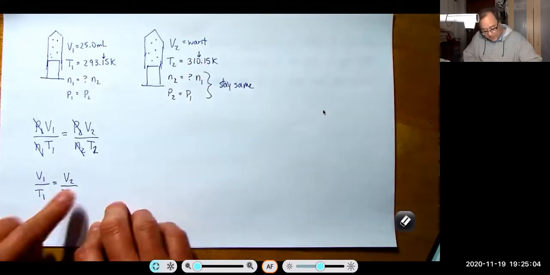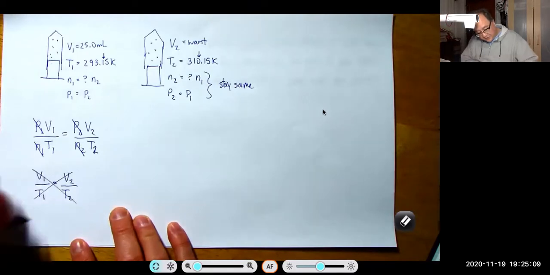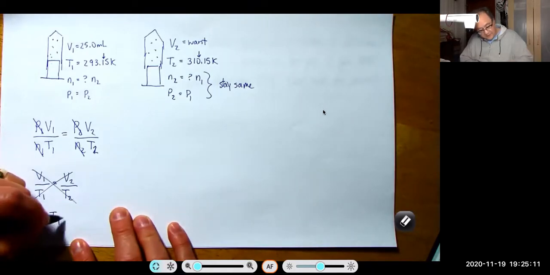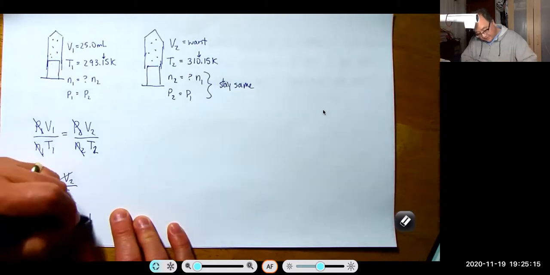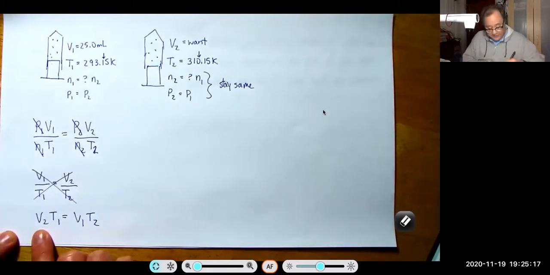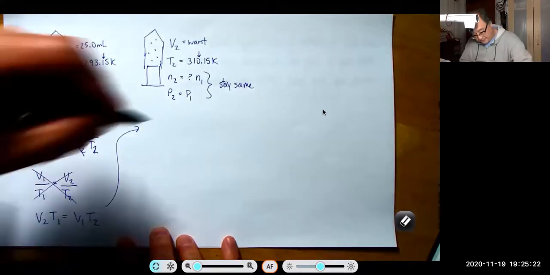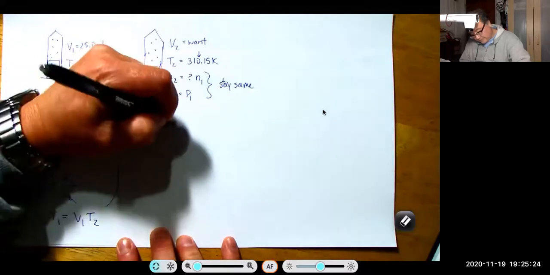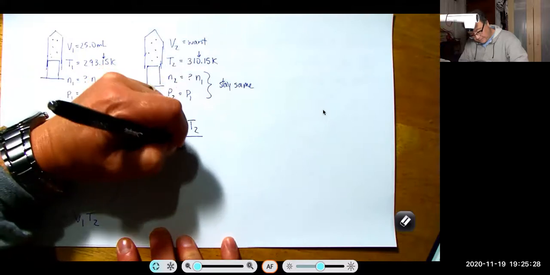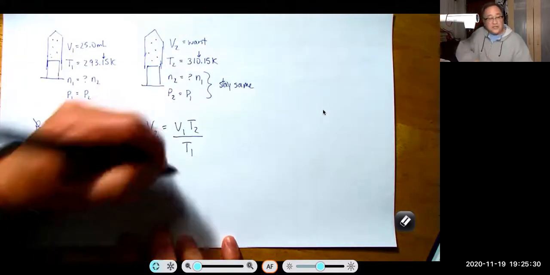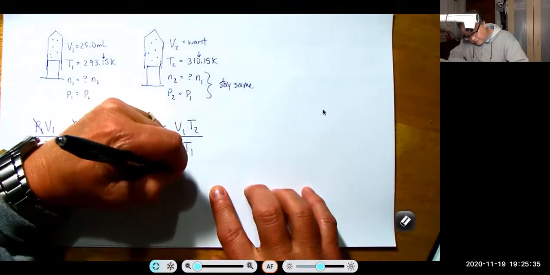So when we rearrange this, remember the little cross multiplication where we say V2 times T1. V2 times T1 is V1 times T2. And then how do we isolate V2? We divide each side by T1. And then we just plug and chug. So V1 is 25.0 milliliters.